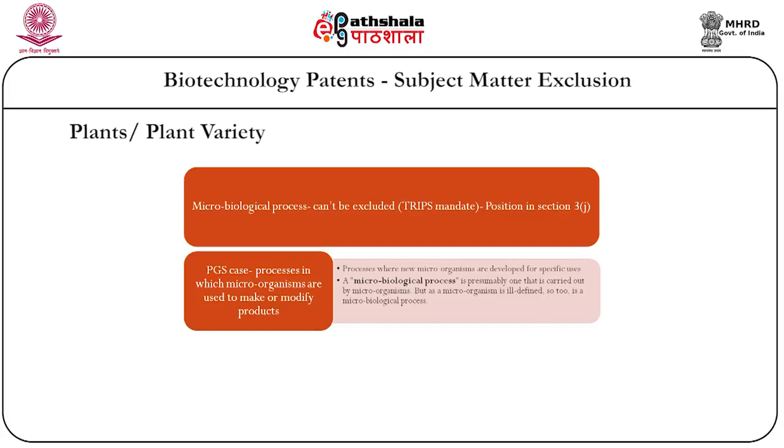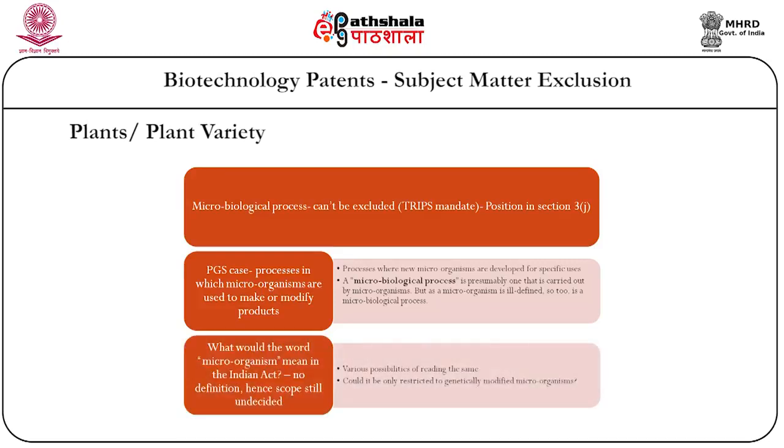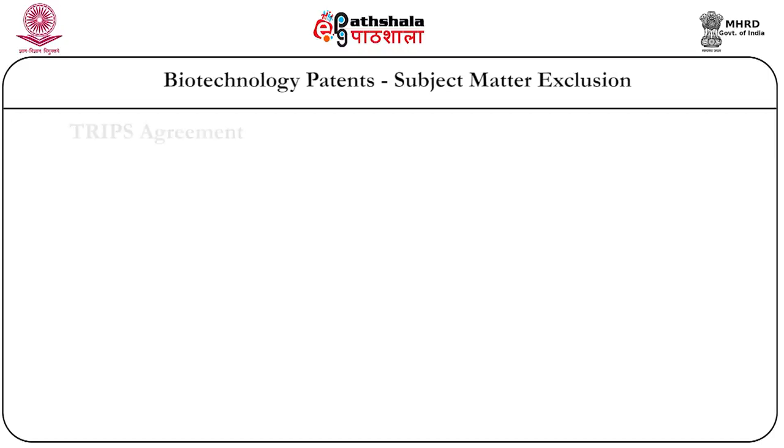So, what is a microbiological process? A microbiological process is presumably one that is carried out by microorganisms, but as a microorganism is ill-defined, so too is a microbiological process. What would the word microorganism mean in the context of the Indian Act, we shall try and see when we discuss the Indian position. No definition, and hence there is still a lot of scope for deciding. There are various possibilities of reading the same. Could it be restricted only to genetically modified organisms or microorganisms? That needs to be seen. So, what was done by the TRIPS agreement?